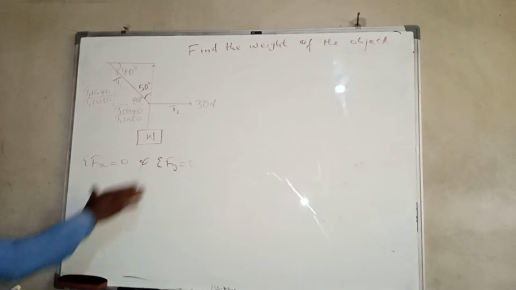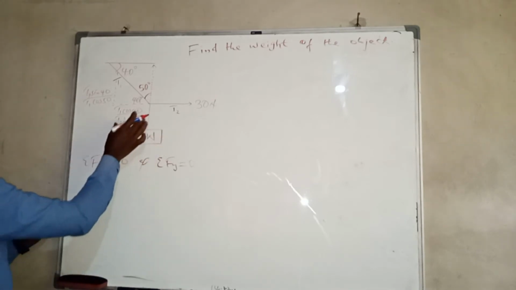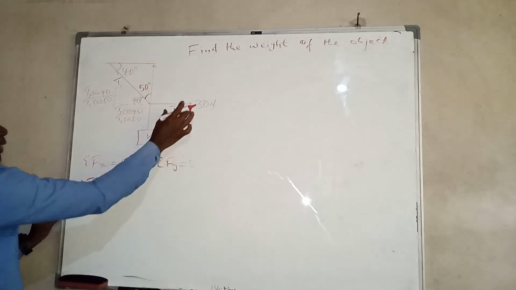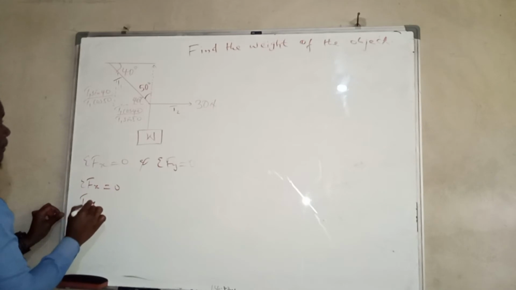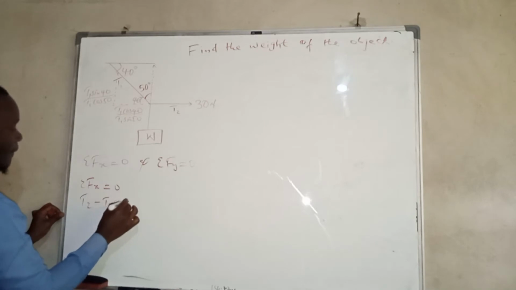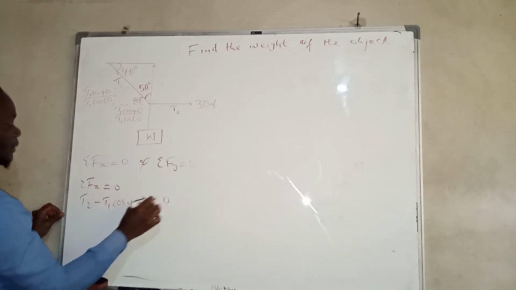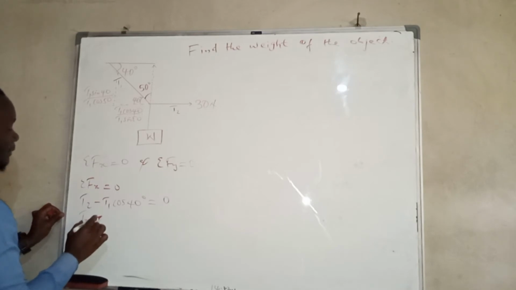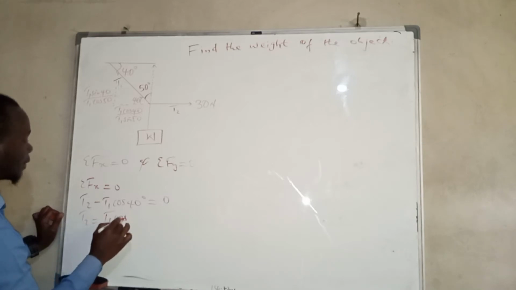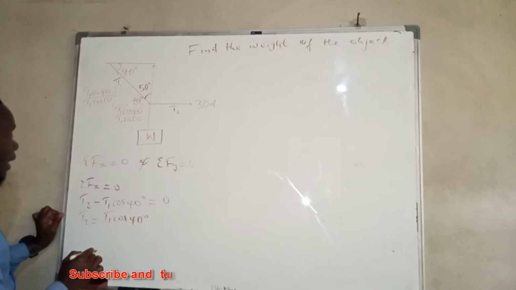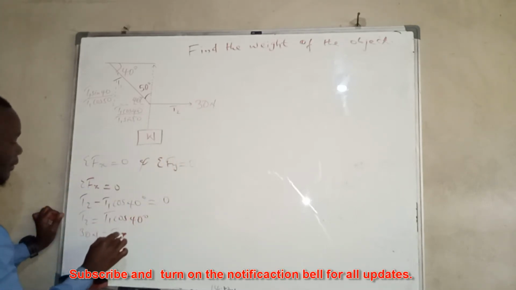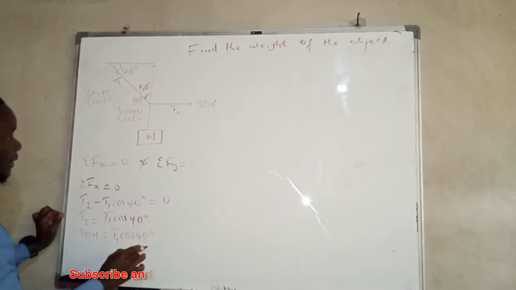What we're going to do is, we know that in X, the summation of forces in X must be equal to 0. So we have T2 minus T1 cos 40 degrees equals 0. So T2 must be equal to T1 cos 40 degrees. But we know that T2 is 30 newtons. So 30 newtons is equal to T1 cos 40 degrees.